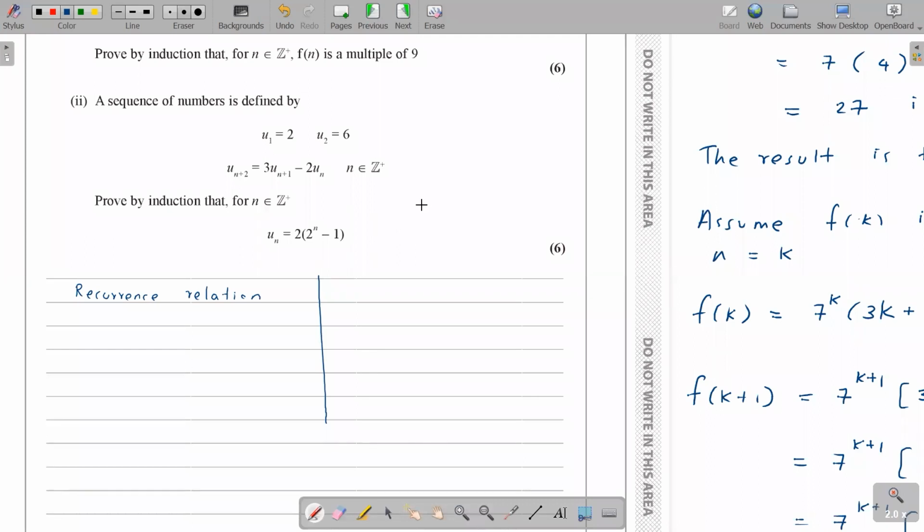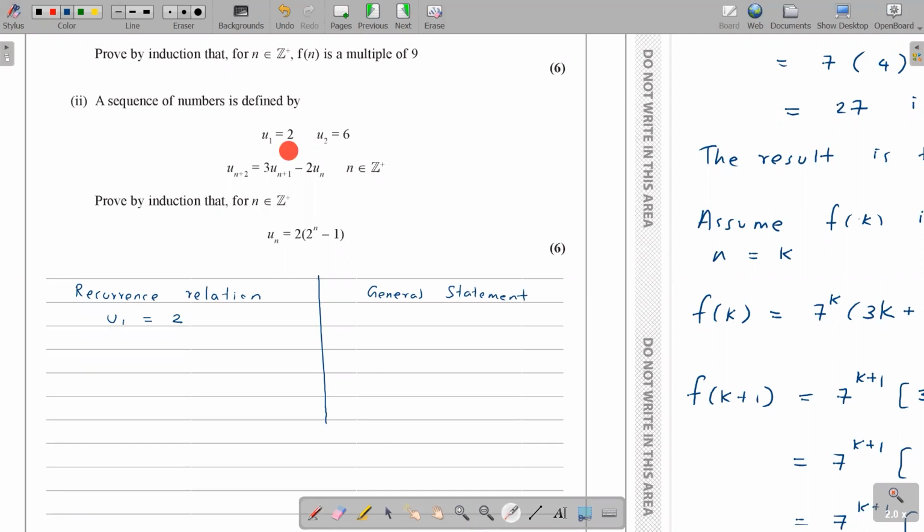Okay, so this is the general statement, or in the textbook we use general statement or the general formula. So in the recurrence relation, what's u1? First term is 2. They have given here. Actually, it's given to you.